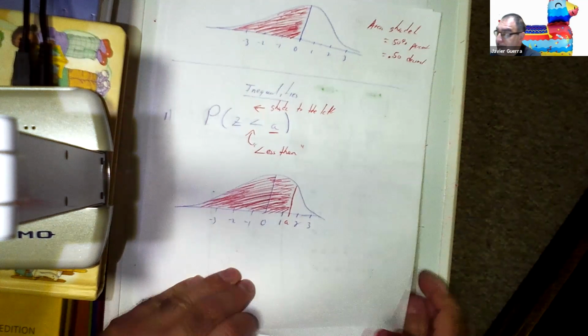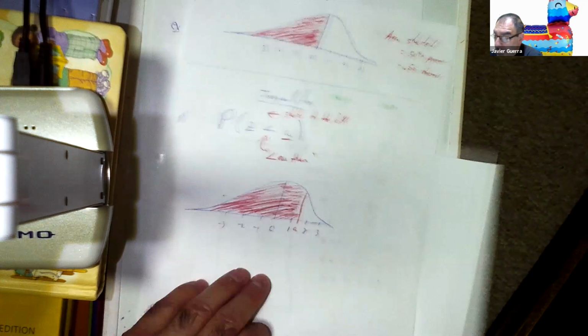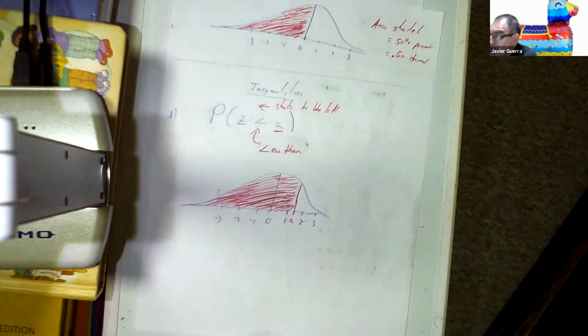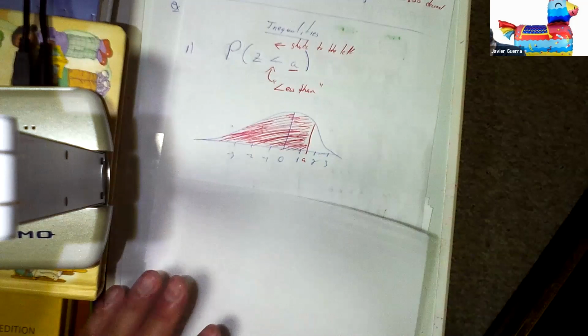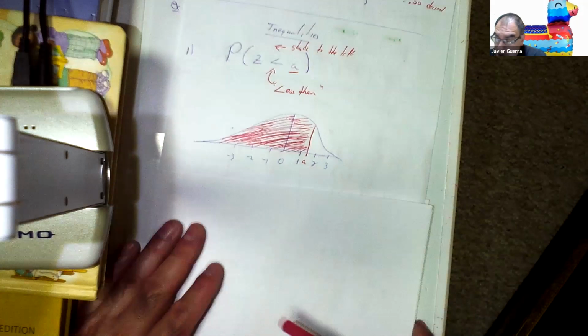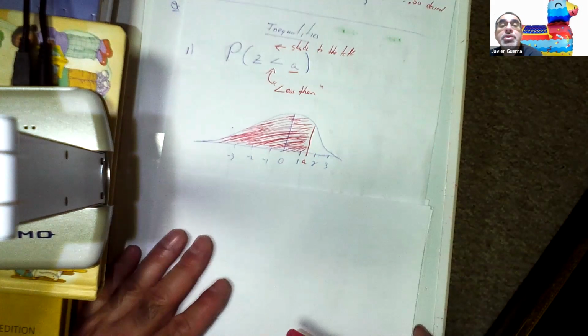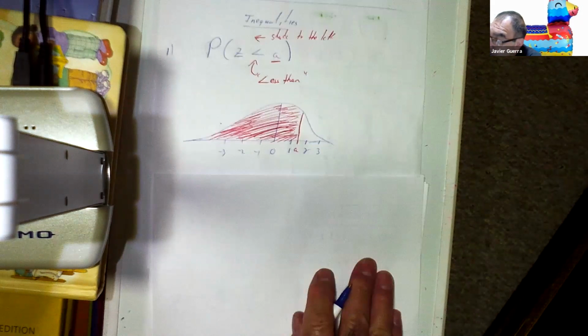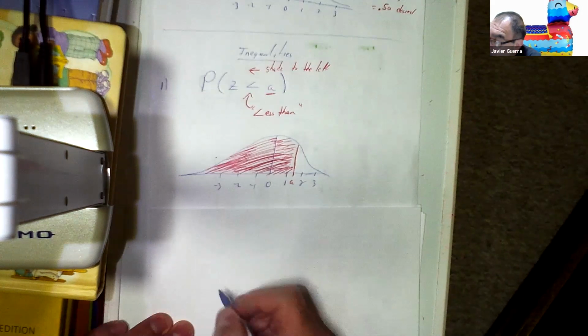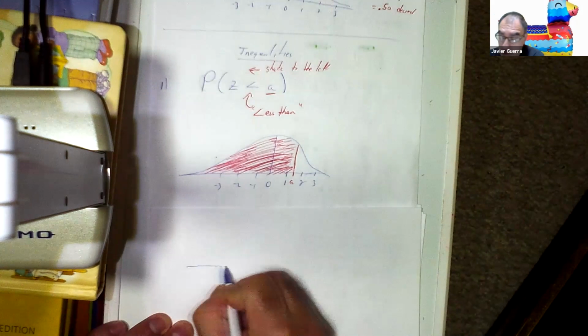I can't draw it on the same paper. All right, let me draw another picture. Why is it crooked? Let me draw another picture.